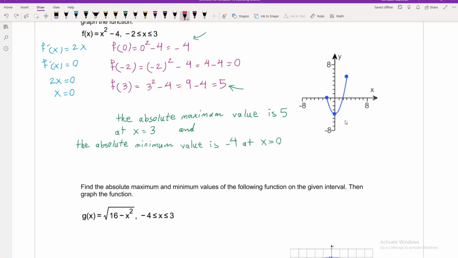So based on these 3 points, we have this graph. Here this point is (-2, 0). Here on this part we have the absolute minimum, and that is (0, -4). And here on top we have the absolute maximum, and that is (3, 5). Note that when you're trying to graph what we have here, this point and this point are endpoints. So finally connect all these 3 to graph this function.